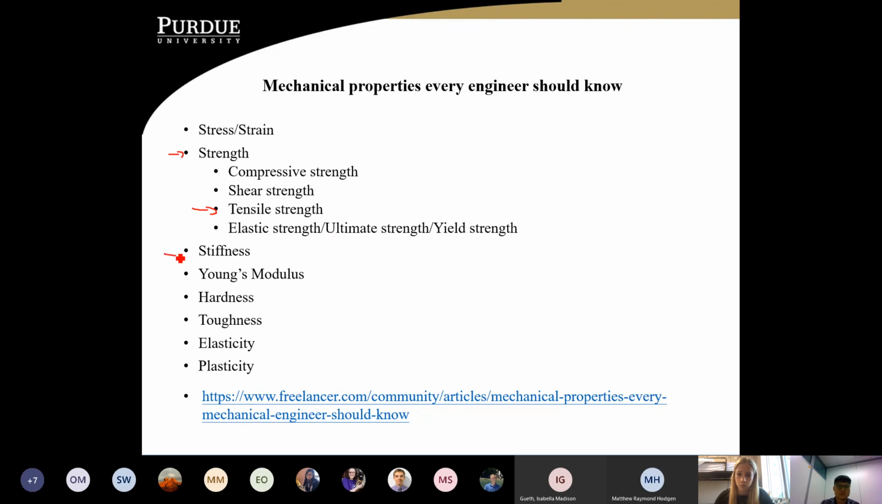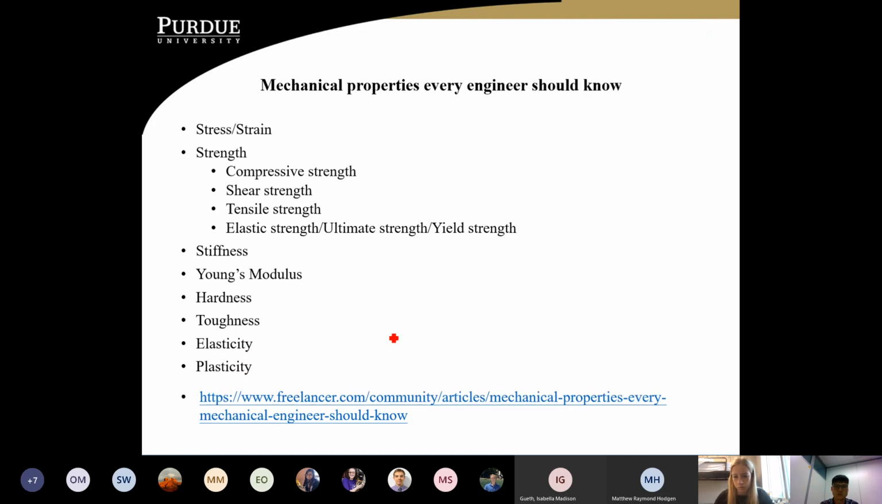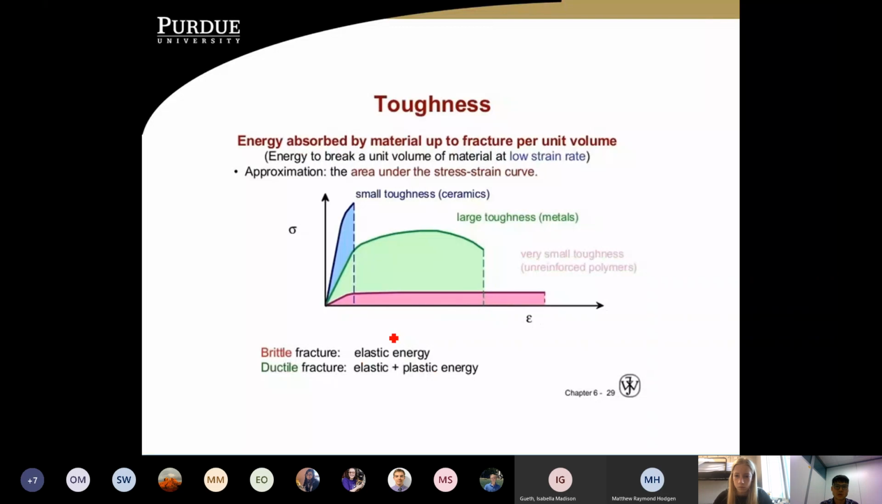So typically they consider ASTM as a standard and then do various tests like these: stiffness, Young's modulus, hardness, toughness, elasticity, and plasticity. These are some of the terminology you can get familiar with. I just want to give you guys a heads up.